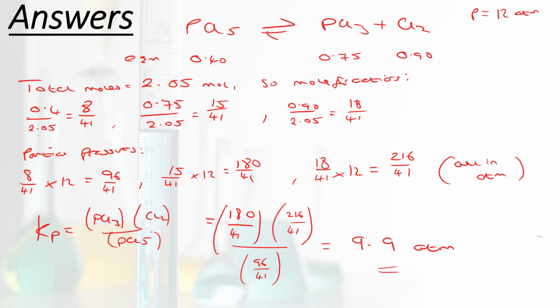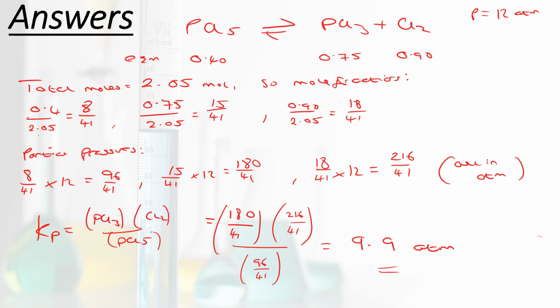Now again, you can double check by adding together all those partial pressures, and you'll see that the total pressure comes out to be 12. So it's a good way to double check your calculation. Does the sum of the partial pressures equal the total pressure?